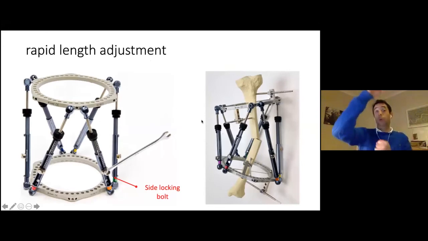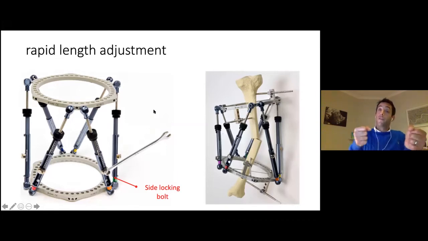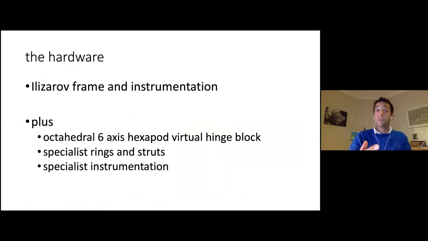You can acutely correct a frame. So you can undo the rapid struts in the middle. Same on the TSF, same on the TL hex. And for example, in fracture surgery, you can acutely reduce your deformity, and you can gradually do it. And it's basically an Ilizarov frame with specialist instrumentation and an octahedral 6-axis hexapod, as I said, with a virtual hinge in it. That's the difference between a hexapod and an Ilizarov frame, nothing else.